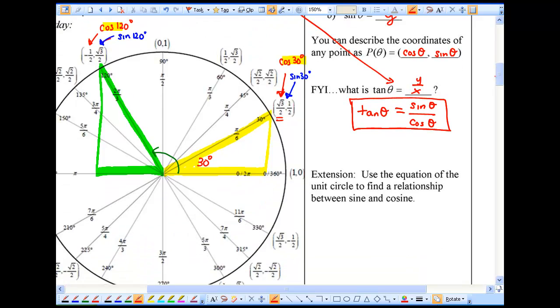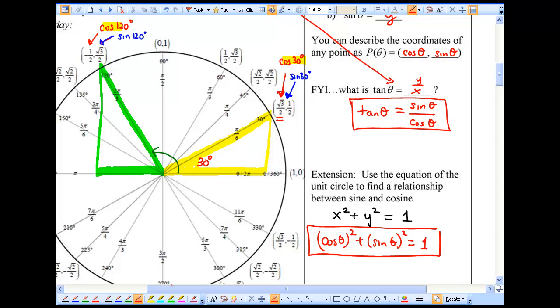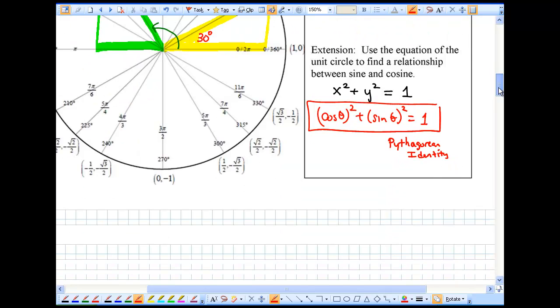And as a quick extension, remember the idea of the equation of the unit circle from last day? Go back to your notes if you're not too sure, but it's x squared plus y squared equals 1. Well, knowing now that x is the same thing as cosine theta, I can write this as cosine theta all squared plus sine theta all squared, and that equals 1. This is called the Pythagorean relationship, or Pythagorean identity. You'll learn once again more of this in chapter 6. Okay? But for today, let's move on to page 2.